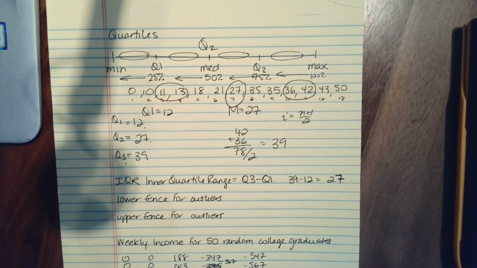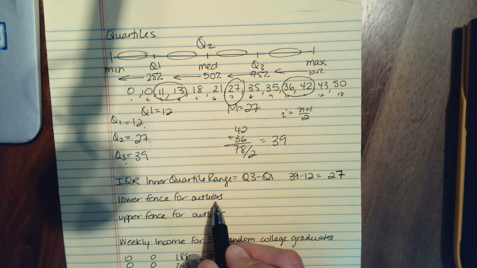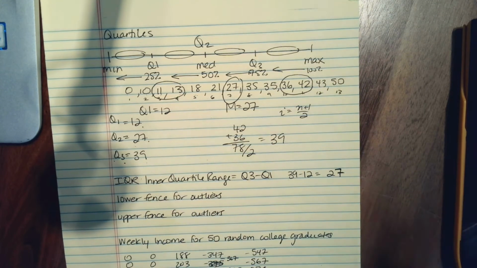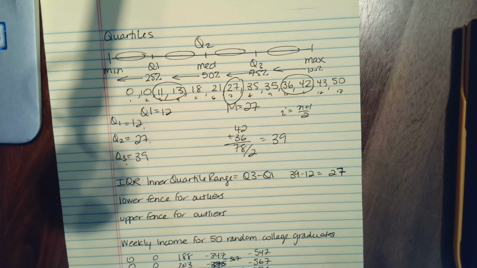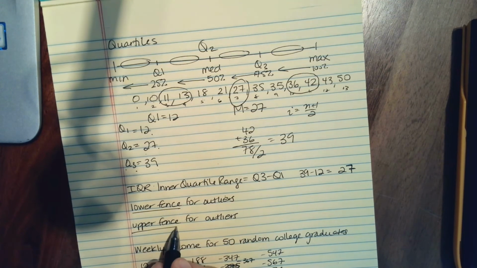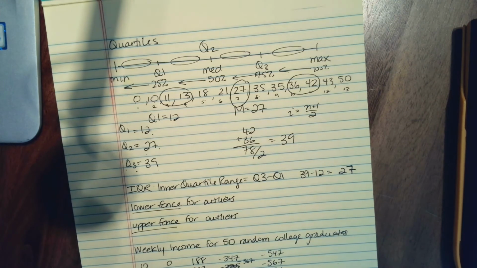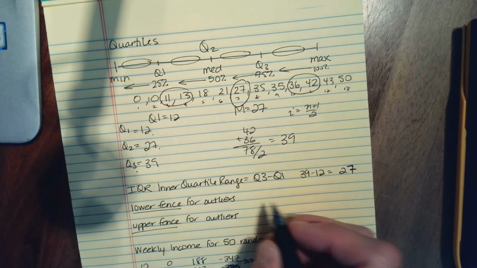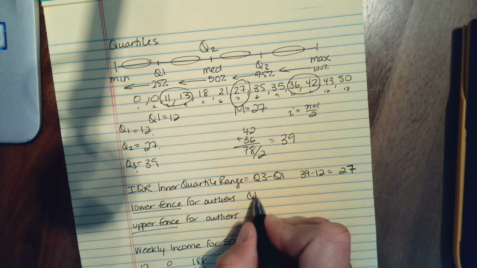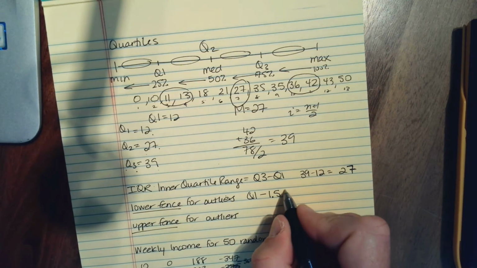The IQR can be used to help us determine if there are outliers. Outliers are values that are in the extreme of our data set. They are unusually large or unusually small, and we would like a way to quantify this. The way that this works is we find a lower fence and an upper fence, and once we set those fences, anything outside will be considered an outlier. For the lower fence, we'll take Q1 and subtract 1.5 times the IQR.